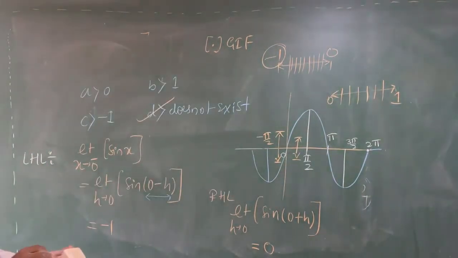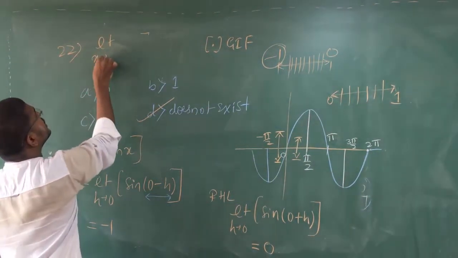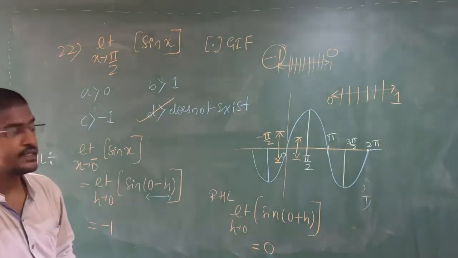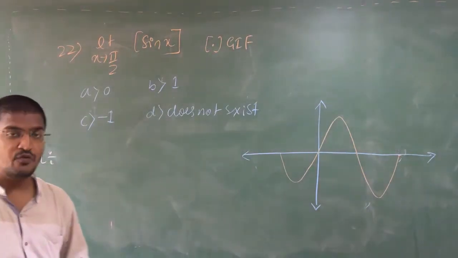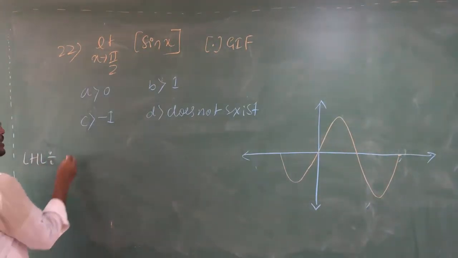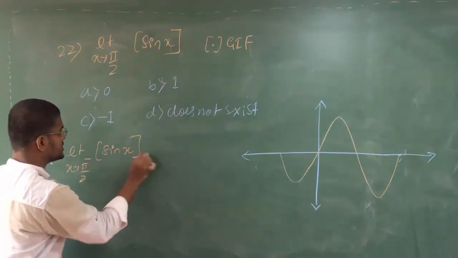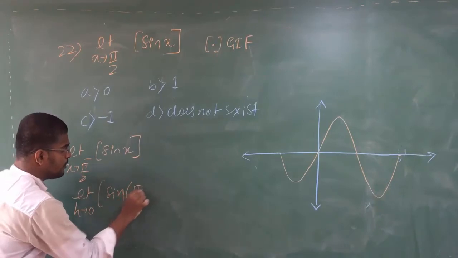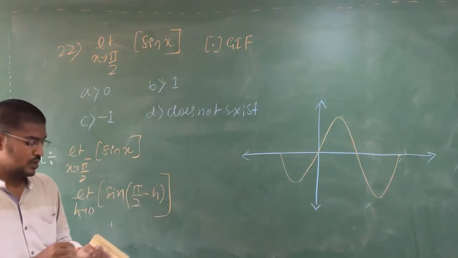Okay. So now for problem number 22, limit x tending to pi by 2, greatest integer of sine x, we shall discuss. Okay students, now let us move to limit x tending to pi by 2, greatest integer of sine x. First let us check LHL, that is limit x tending to pi by 2 minus, greatest integer of sine x. Limit h tending to 0, sine of pi by 2 minus h.